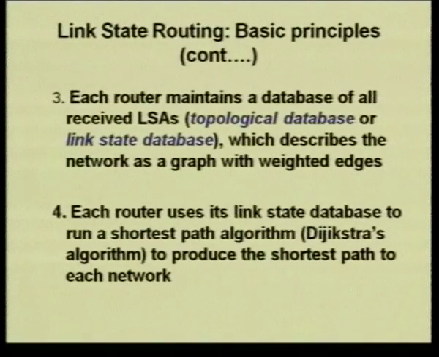Each router now maintains a database of all the received LSAs, that is, LSAs received from each of the other nodes in the entire network. So you have a topological database, or what is called the link state database. This describes the network as a graph with weighted edges. Each router uses its link state database to run the shortest path algorithm. Typically the shortest path algorithm that is used is Dijkstra's algorithm to produce the shortest path to each network. Remember that all of them will have the same link state database eventually, and they will run the same algorithm, therefore they will end up with the same path to go from any source to any destination. So the consistency in the network is definitely maintained.